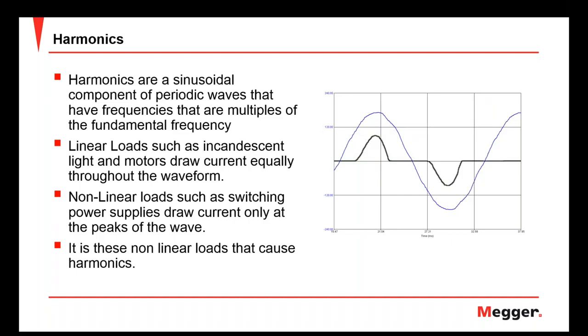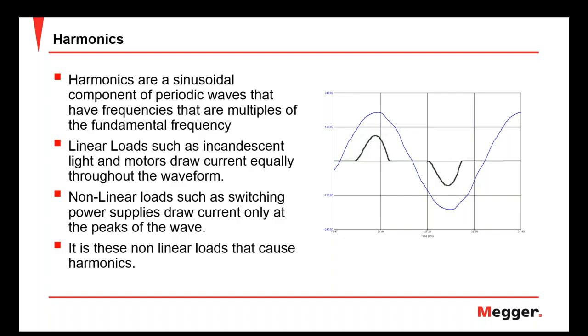So now let's go into harmonics. Harmonics are a sinusoidal component of the periodic wave that are multiples of that periodic wave. So my first harmonic, my first order harmonic, is my fundamental. So it's 60 hertz. My second order harmonic is 120 hertz. My third is 180 hertz. So they're always multiples of that fundamental.